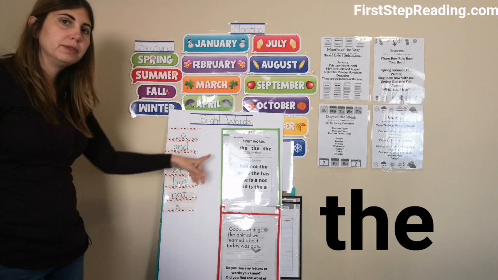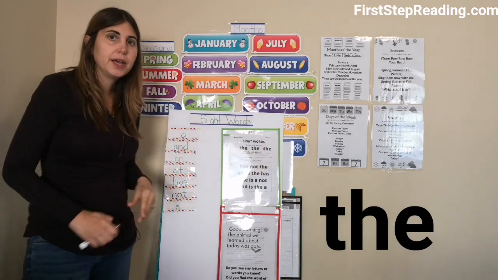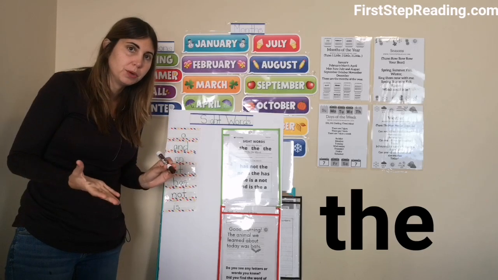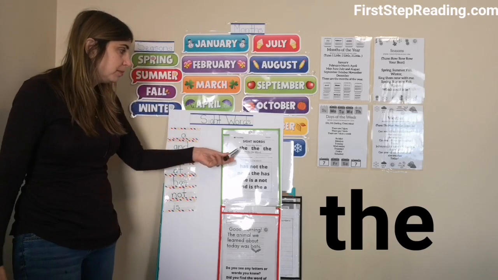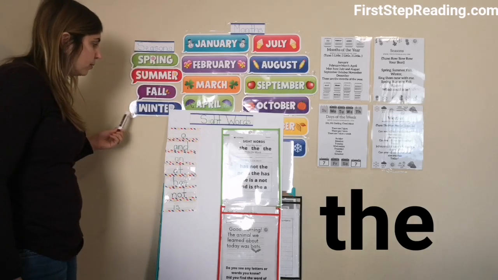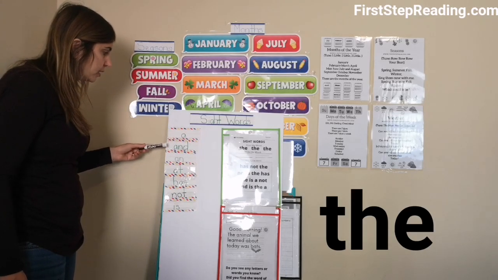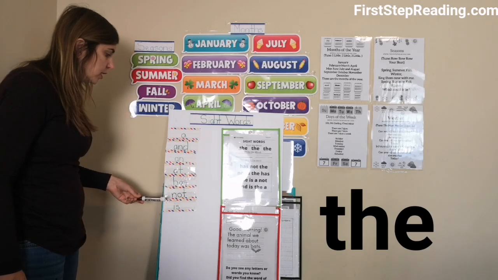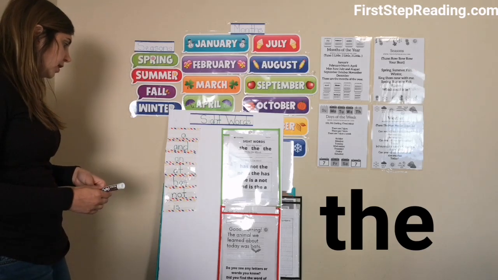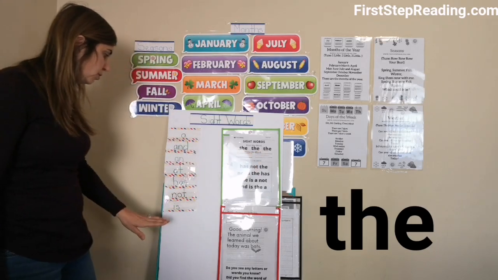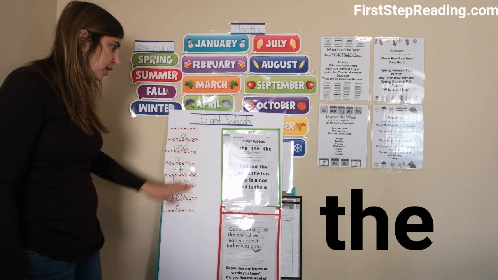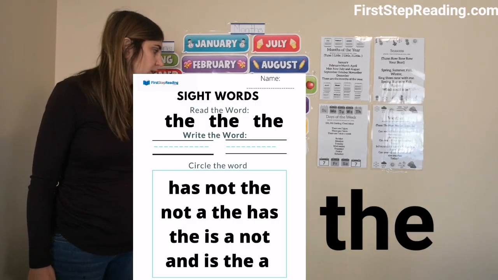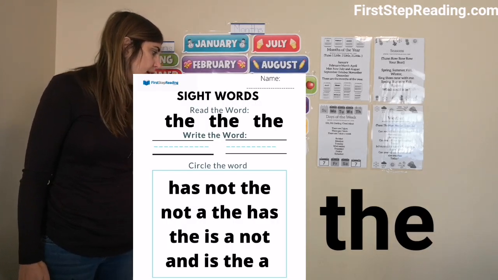So our new sight word for this week is the. That's the other part about reading: we do have to memorize some of the words, not every word. So we need to memorize our sight words. Our sight words so far are a, and, an, at, has, not, and is. And now the. So you can add that to your sight words. You read the, write the, and find the.